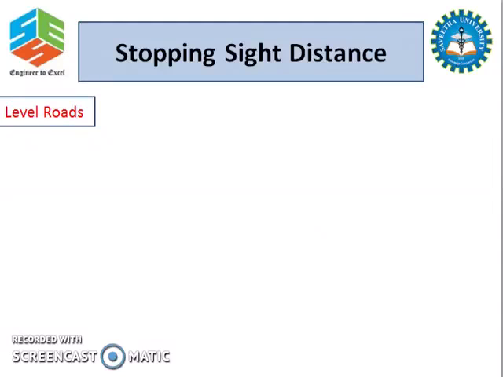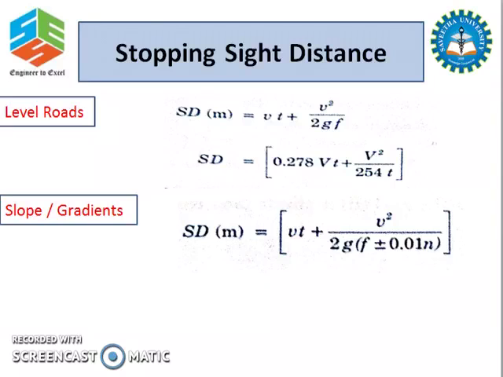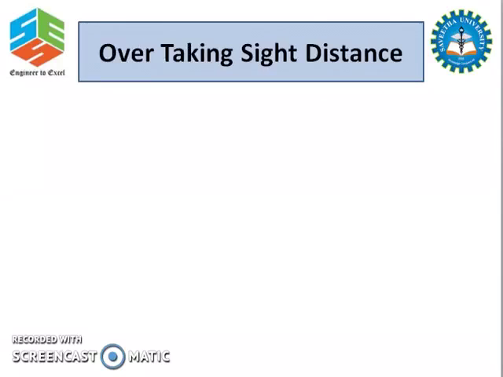The stopping distance formula for level roads: Sd equals Vt plus V squared divided by 2gf, where V is the design speed, t is the total reaction time, g is the acceleration due to gravity, and f is the coefficient of friction. For sloped or gradient roads, the formula is Sd equals Vt plus V squared divided by 2g times (f plus or minus 0.01n), where n is the slope.